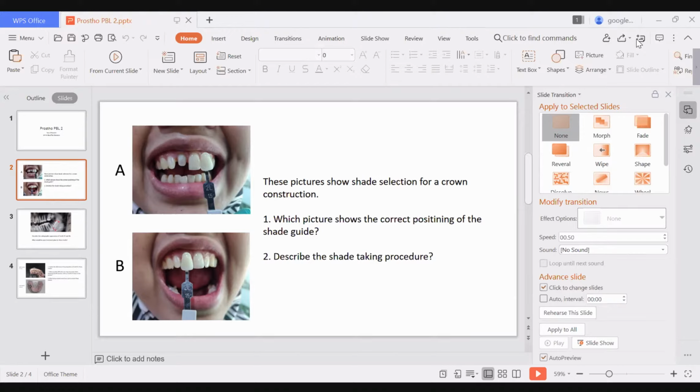Any more addition? And remove any bright colors, avoid the patient wearing bright colors also. Okay, but if the patient already comes with bright colored clothes, how do you ask them to take off their clothes? What do you do?